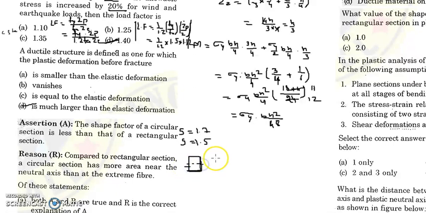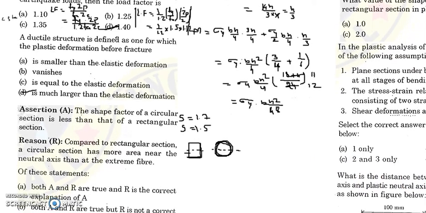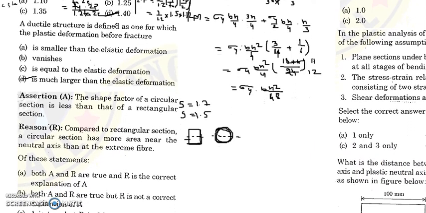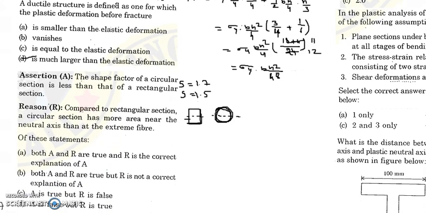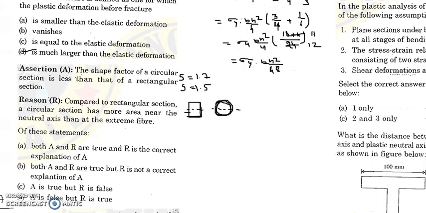So if you draw the neutral axis and if you draw the circular section, pardon my drawing. So more area is closer to the neutral axis than the extreme fibers. Here it is actually evenly distributed. So reason is correct, but assertion is wrong. Okay, and that actually explains why it is so. Reason is correct. So A is false, but R is true.